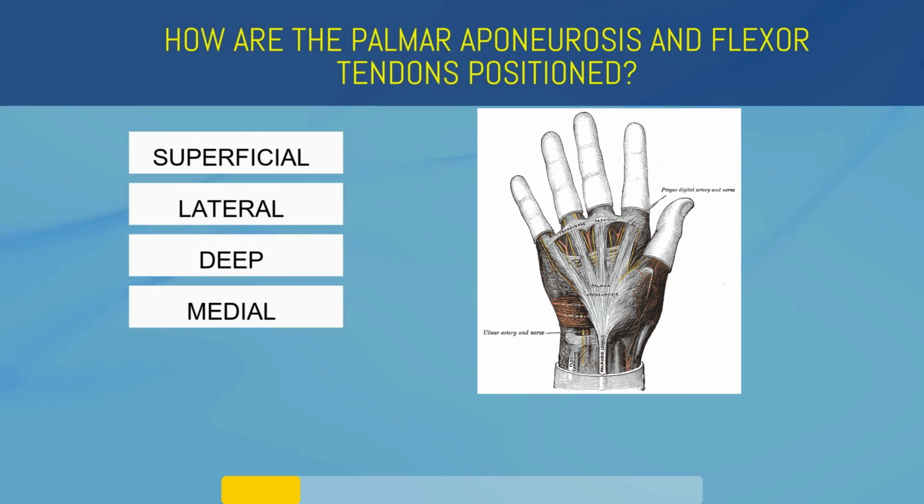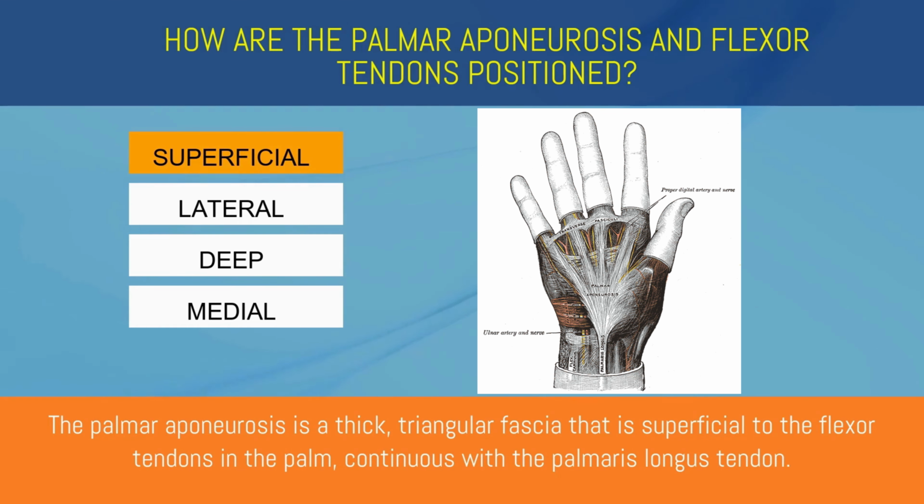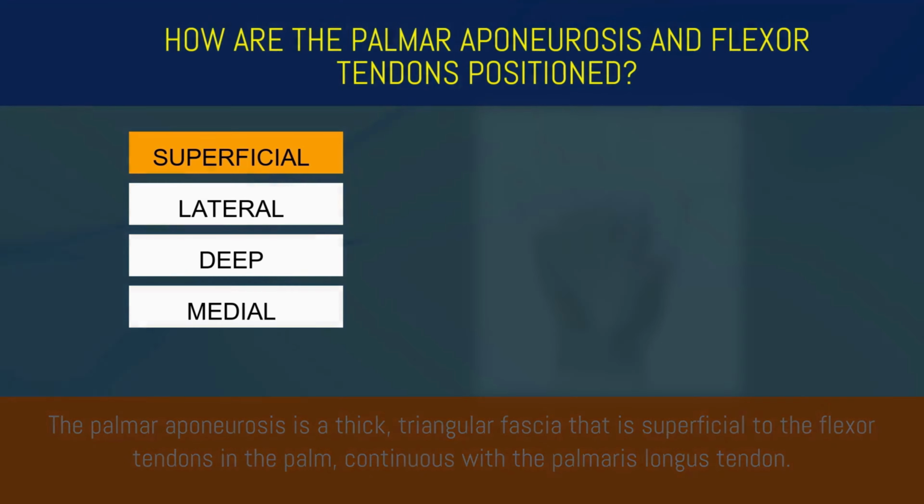How are the palmar aponeurosis and flexor tendons positioned? Superficial, lateral, deep, or medial? Superficial. The palmar aponeurosis is a thick, triangular fascia that is superficial to the flexor tendons in the palm, continuous with the palmaris longus tendon.